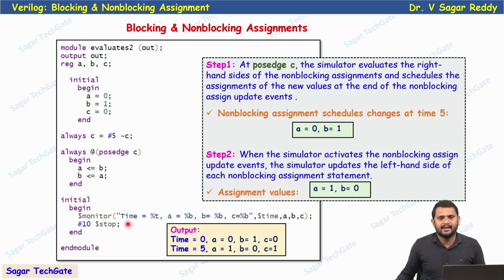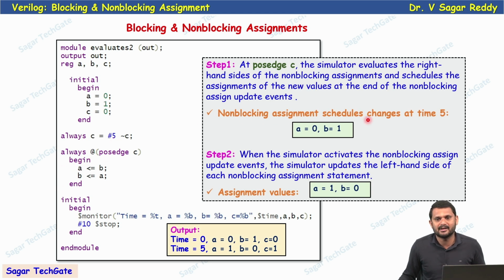Clear? So here, just for understanding, step 1: at posedge C, the simulator evaluates the right hand side of the non-blocking assignments. So at posedge C, at time step 5, C changed from 0 to 1. By that time the simulator evaluates these right hand side expressions, B and A, and schedules the assignment of the new values at the end, in the non-blocking assignment update events. So this assignment is scheduled at the end of time step 5, because this always block executes at time step 5. Clear?